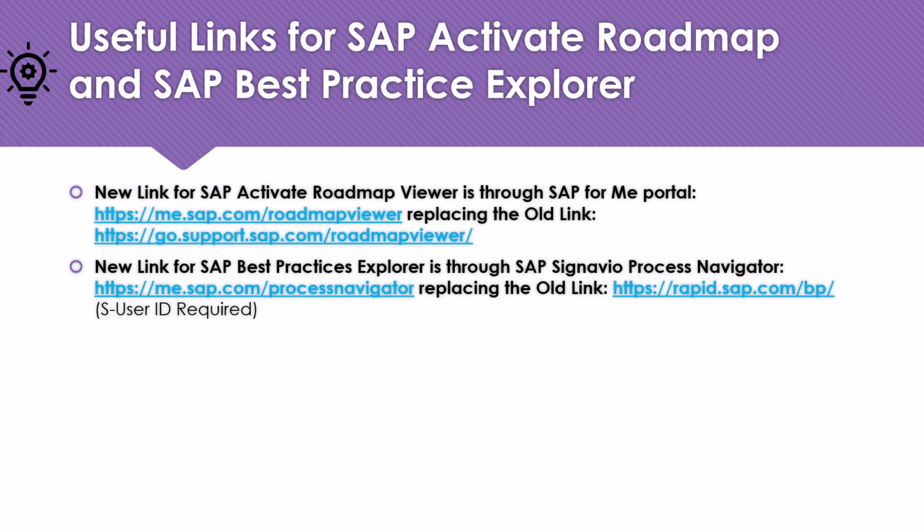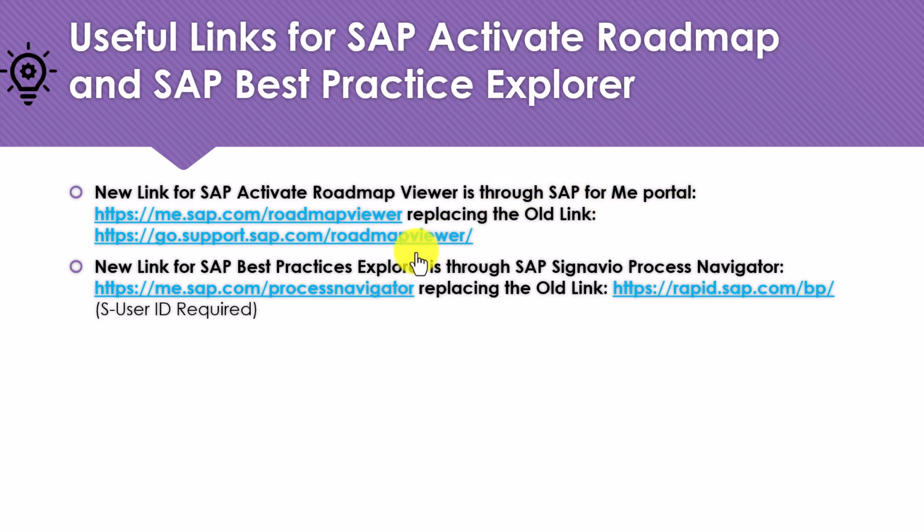First, the SAP Activate Roadmap Viewer is now accessed through SAP for Me portal by using this link. Earlier, we used the old link, that is go.support.sap.com and then roadmap viewer. But SAP has now centralized everything into one platform called SAP for Me.